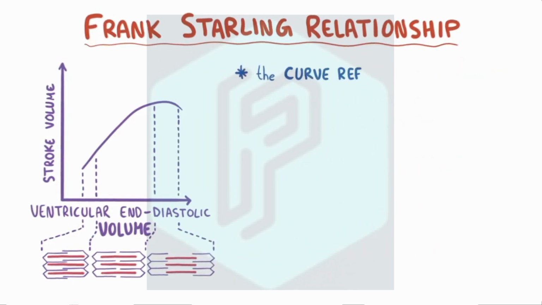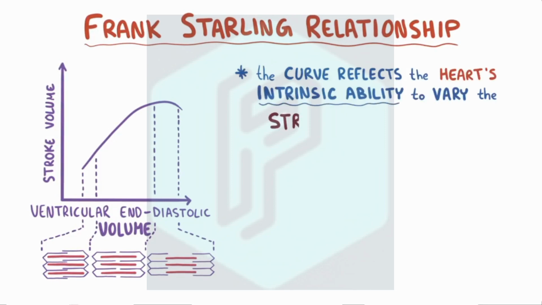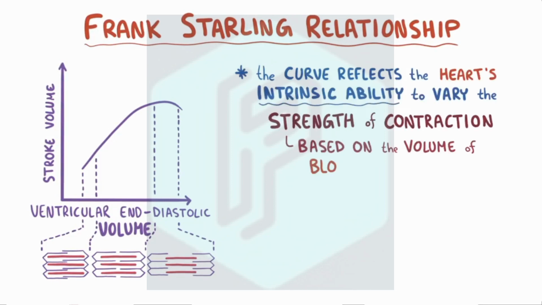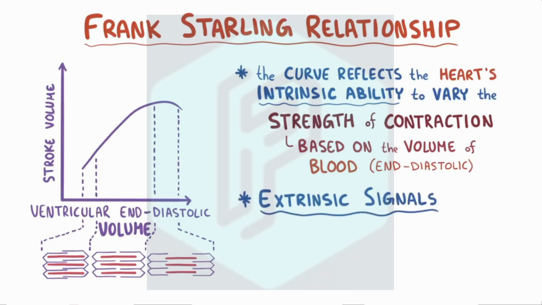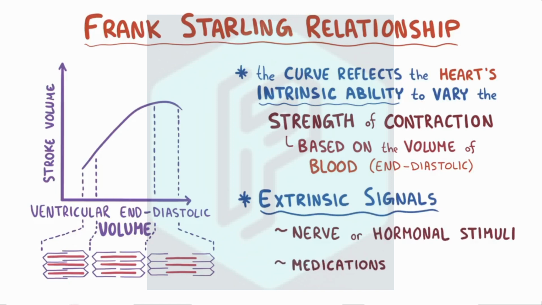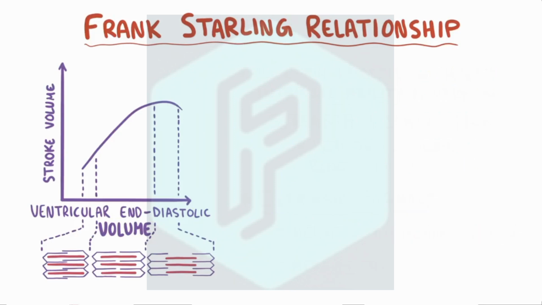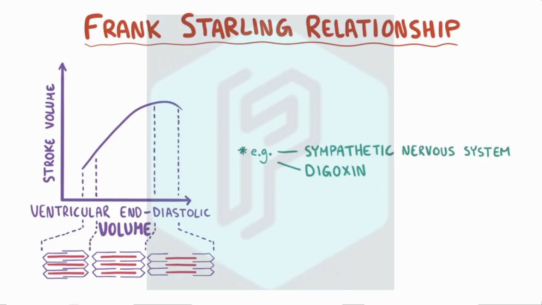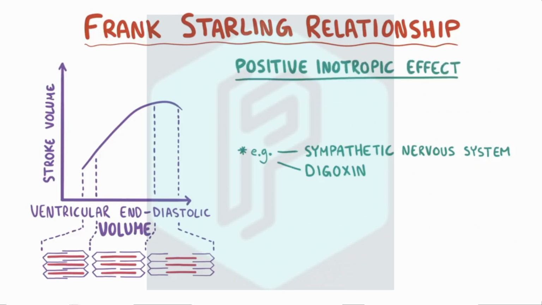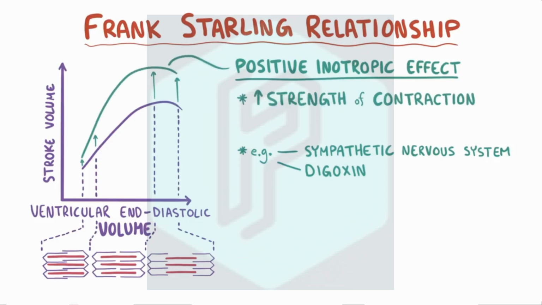Keep in mind, though, that this curve reflects the heart's intrinsic ability to vary the strength of contraction based on the volume of blood that it's filled with. Within the body, there are plenty of extrinsic signals as well, like nerve or hormonal stimuli and medications. Some of these signals, like stimulation from the sympathetic nervous system or the medication digoxin, can have a positive inotropic effect on the heart. This means that at a given end diastolic volume, they increase the strength of contraction, moving the curve upwards and increasing the stroke volume.